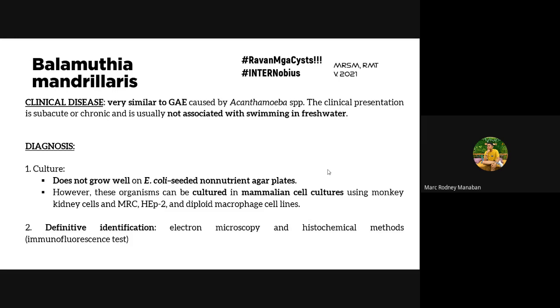Okay, all right. Now for definitive identification, we use electron microscopy and histochemical methods, usually an immunofluorescence test. So the definitive diagnosis of this organism is not routinely performed. Electron microscopy and immunohistochemical tests, immunofluorescence. For accurate speciation, usually reference labs, research labs, and high-end hospitals, if they offer it, can perform this. But in routine hospitals, it is less likely to be performed. We don't have the capability for that. So that's for the diagnosis of Balamuthia mandrillaris.